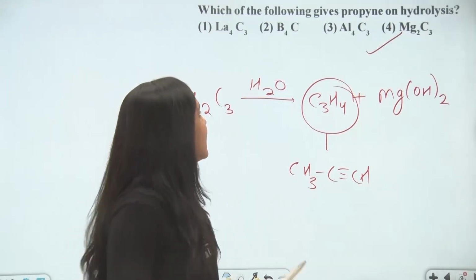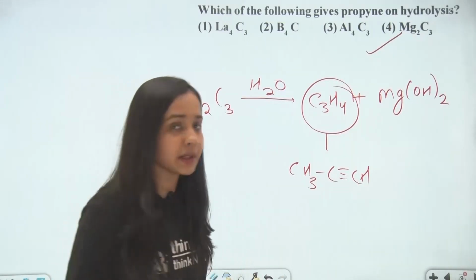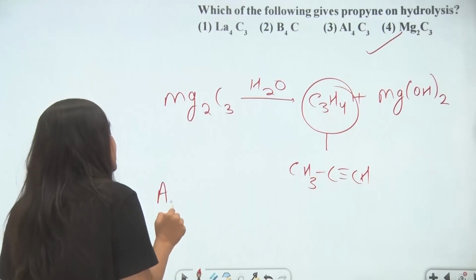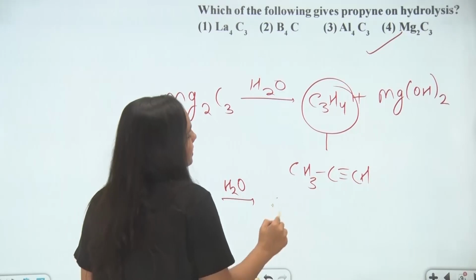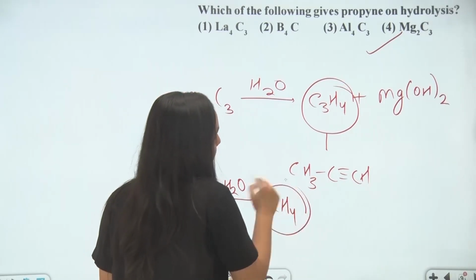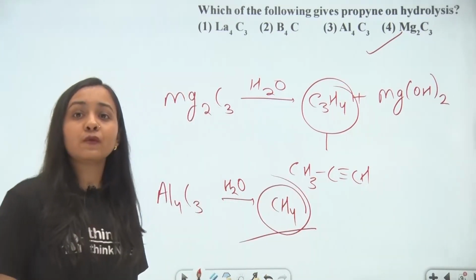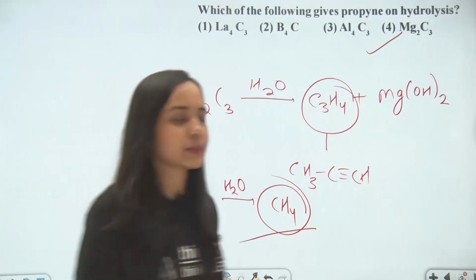reaction. And this third one is Al4C3. Student, when this Al4C3 undergoes the hydrolysis process, then we will obtain CH4, methane, as the product. So option 4 is the correct answer. Thank you.